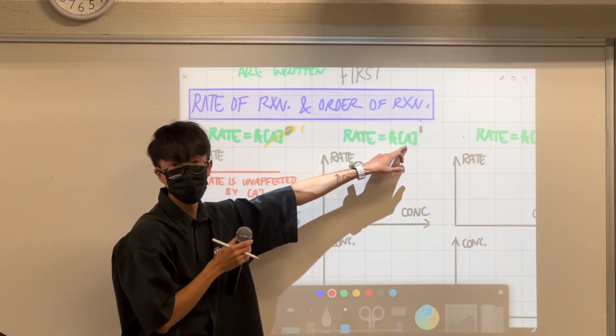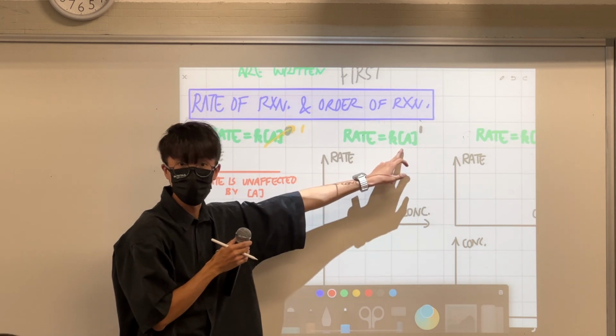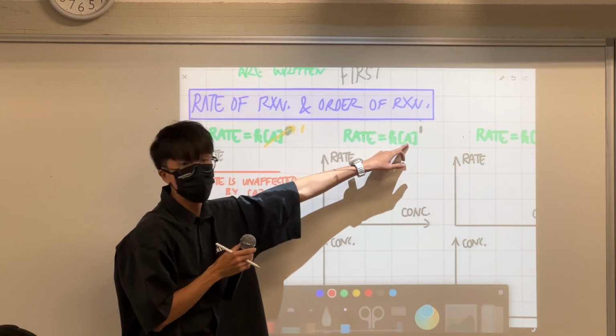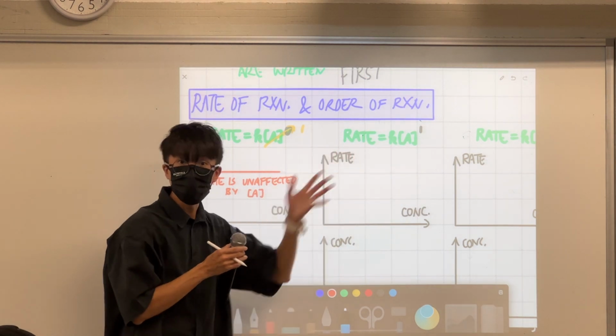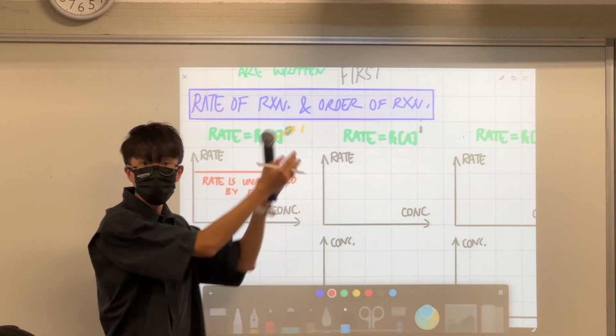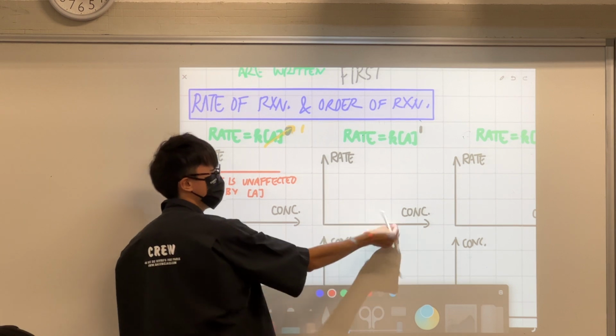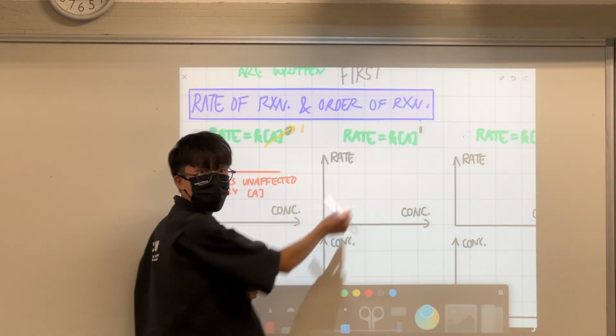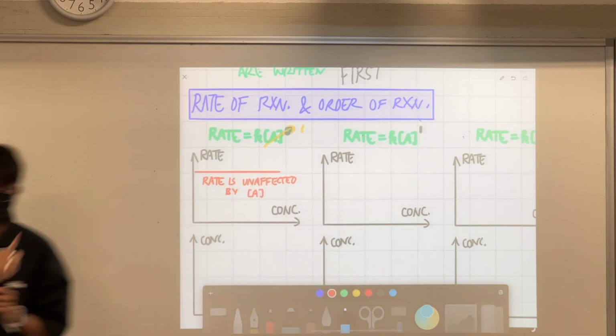If A is 1, what will rate be if k is 10? It will be 10. If A becomes 2, rate would then be 20. So you see a proportional increase. When you change A from 1 to 2, you see rate changing from 10 to 20. That means it's proportional, right?